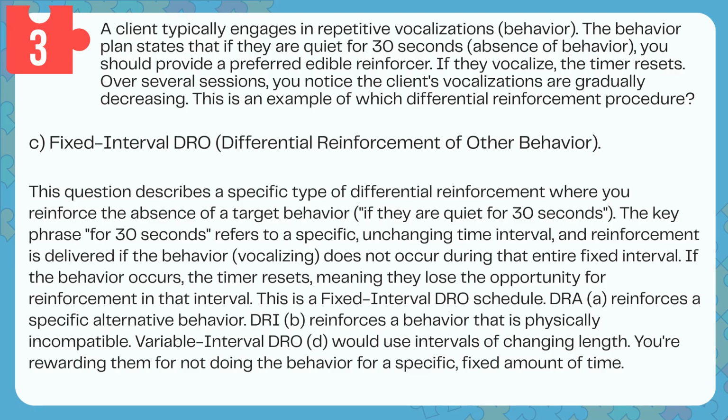This is a fixed interval DRO schedule. DRA, A, reinforces a specific alternative behavior. DRI, B, reinforces a behavior that is physically incompatible. Variable interval DRO, D, would use intervals of changing length. You're rewarding them for not doing the behavior for a specific, fixed amount of time.